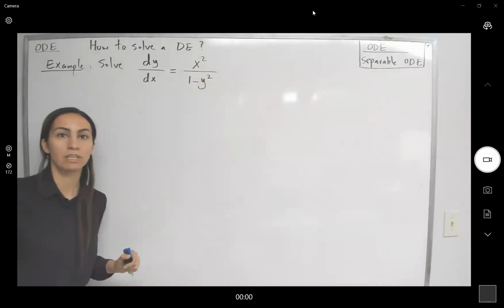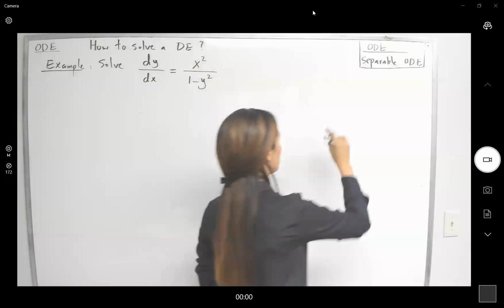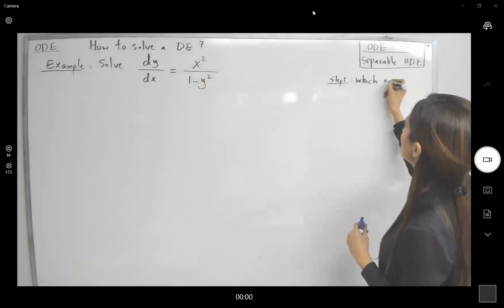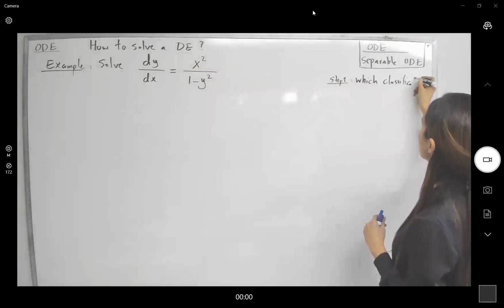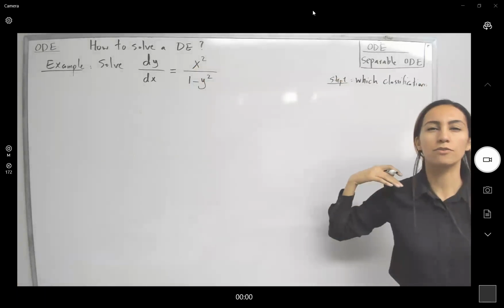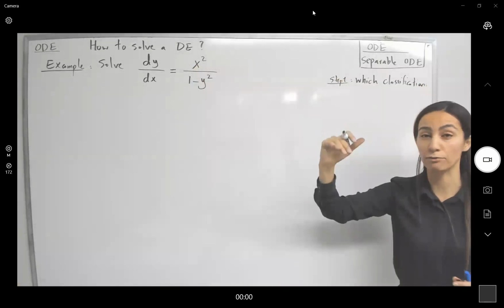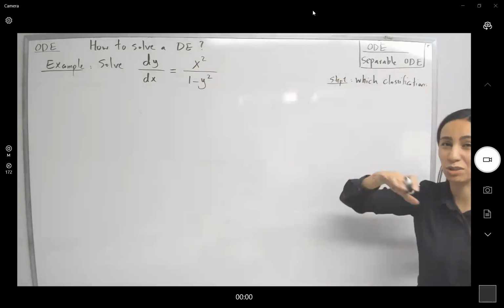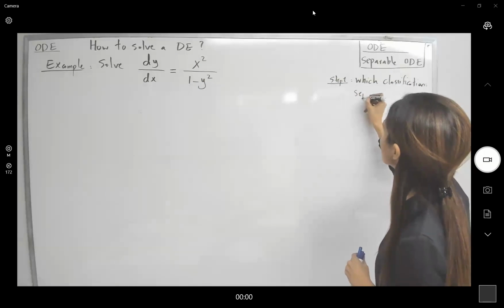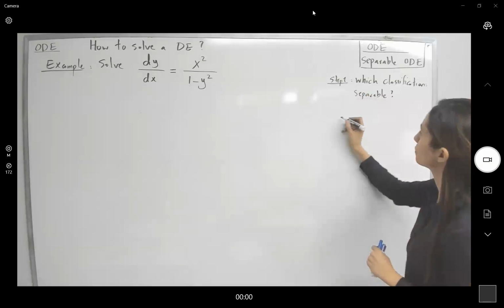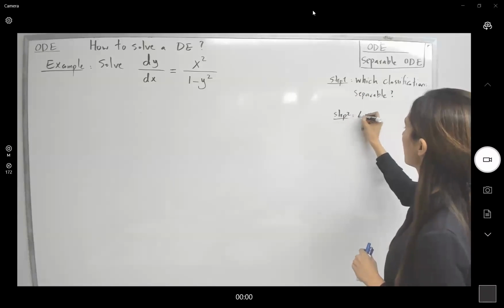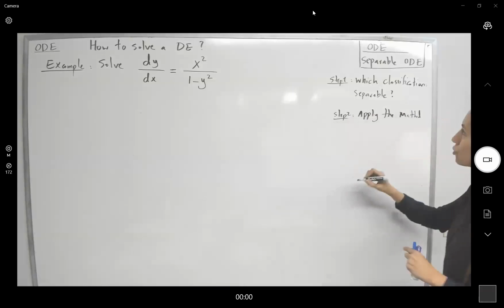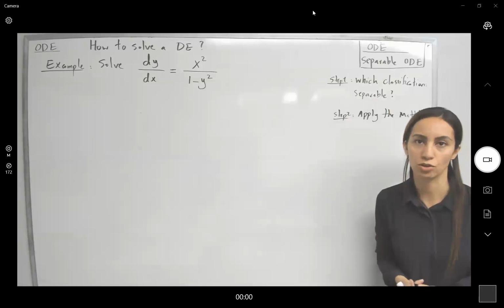Question, solve it. So when you see a differential equation, follow these steps. Step 1, which classification does it belong to? Again, later on, we're going to give you a lot of different classifications, so it's important to check which classification it belongs to. So far, we only talked about separable differential equations. Is it separable? Then in step 2, apply the method. For a separable differential equation, the method is taking the integral of both sides.